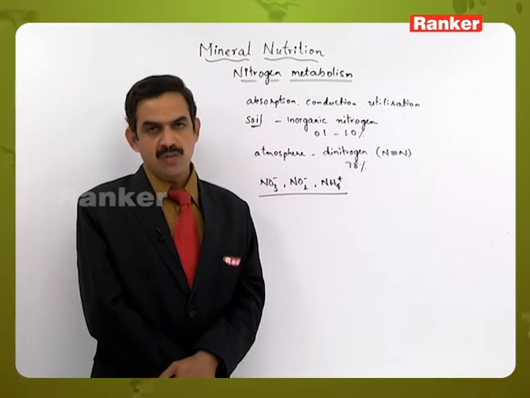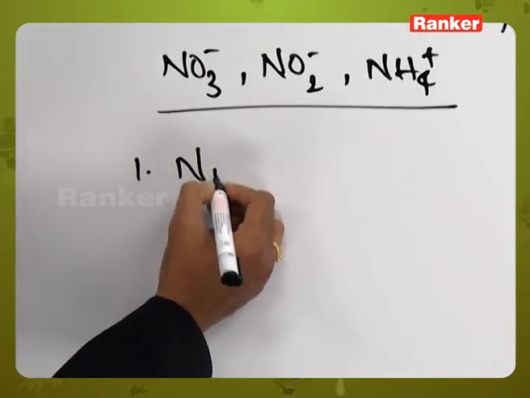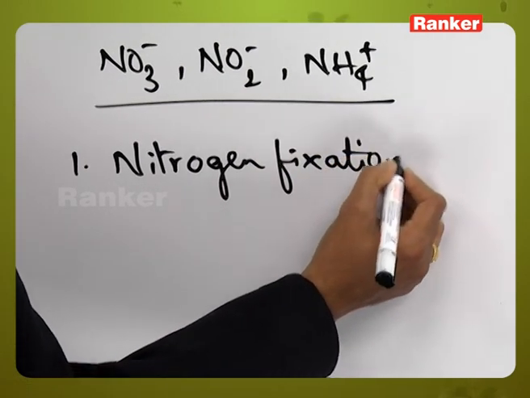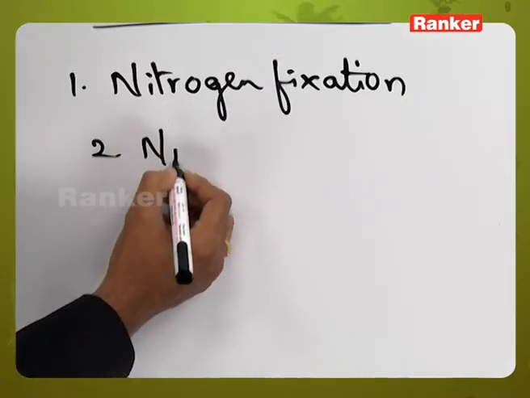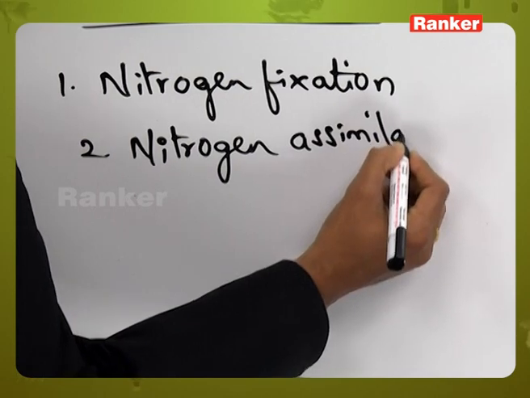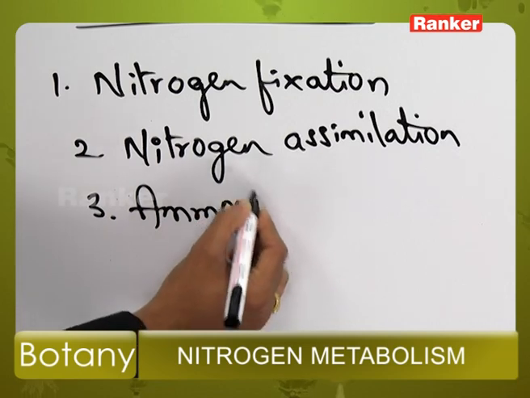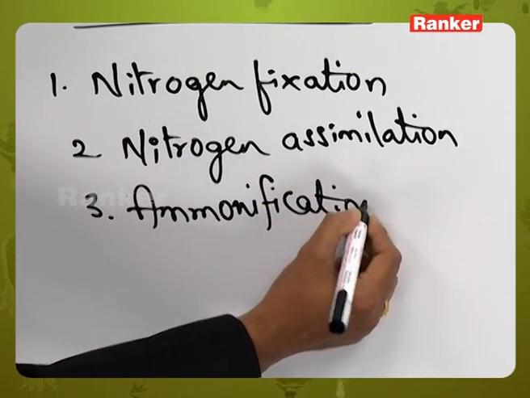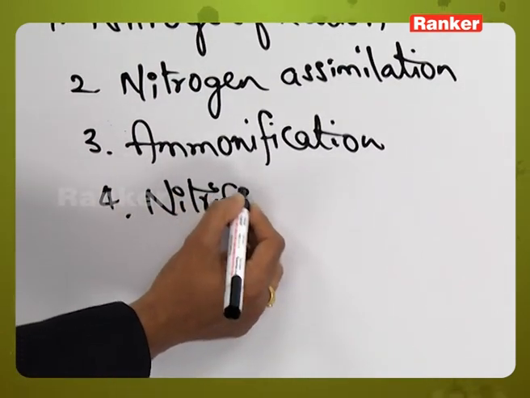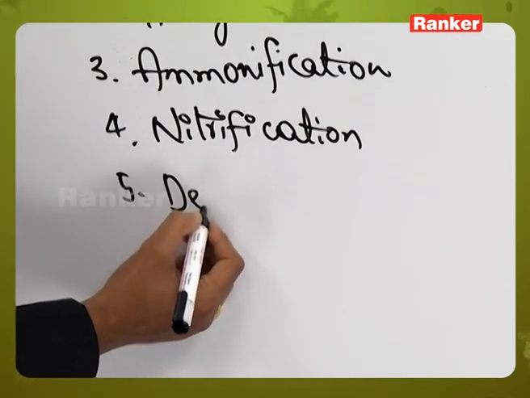The entire process of nitrogen metabolism is studied under 5 steps. One is nitrogen fixation, second is nitrogen assimilation, third is ammonification, fourth is nitrification, and the fifth one is denitrification.